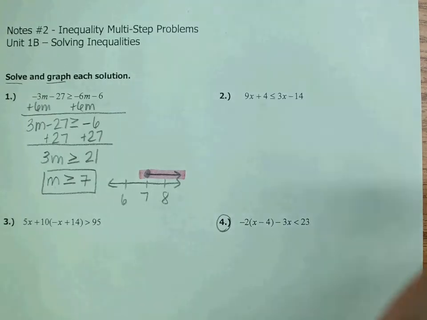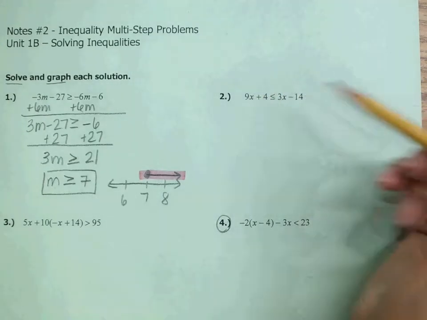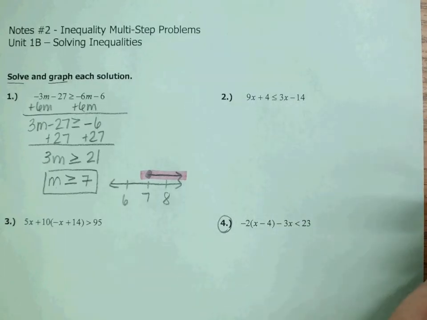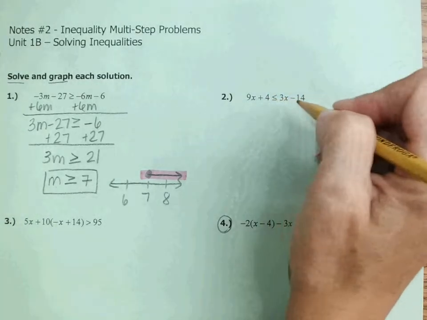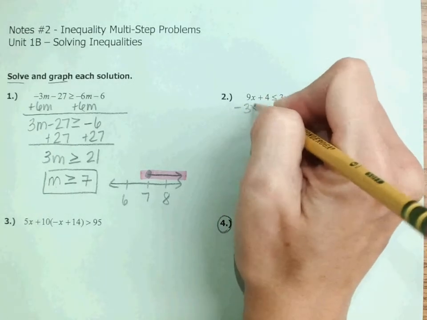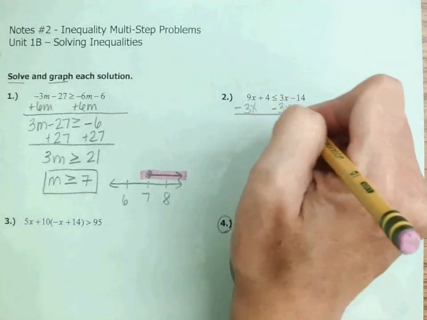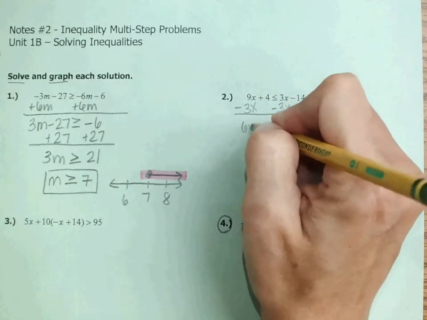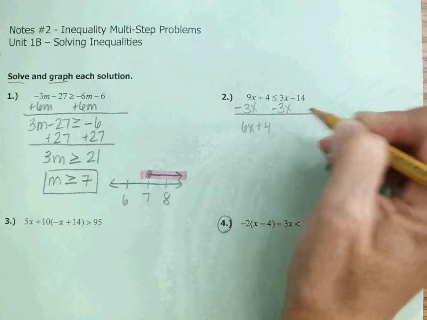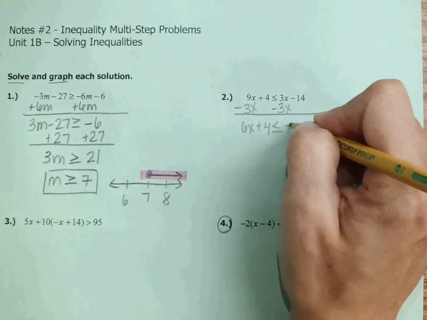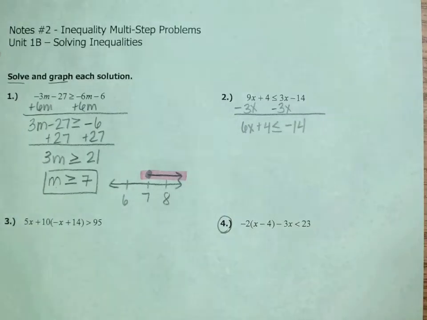Number 2. Again I have variable terms on both sides, constant terms on both sides. So it's the same strategy. We're going to move all of our variable terms over to one side. So I'm going to start by subtracting 3x from both sides, the smaller of the two. 9x minus 3x is 6x. I drop down plus 4, less than or equal to. 3x minus 3x is 0. I don't write that, and drop down negative 14.